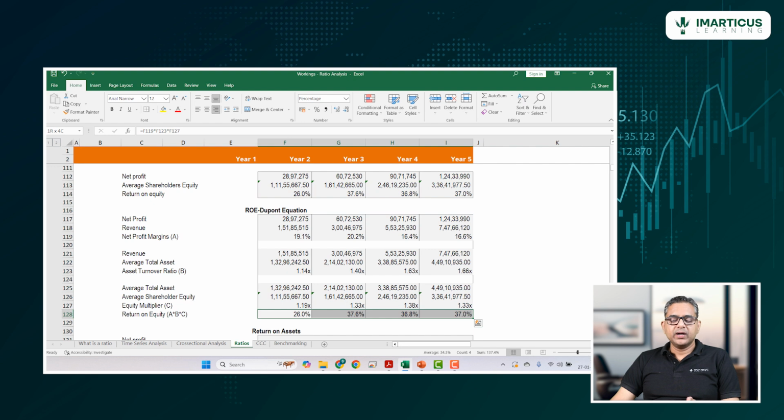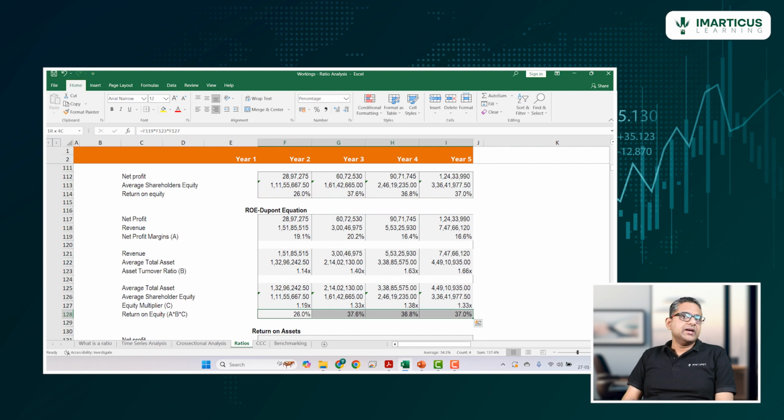Asset turnover ratio going up is a good sign because that means we are able to generate more revenues using our average total assets, which is a positive sign. But equity multiplier going up, average total assets upon average shareholders' equity, that is not a good sign because that means relatively proportionally the company is relying more on debt financing as compared to equity financing. So that's why equity multiplier is going up, which can make the firm risky if debt goes beyond manageable limits.